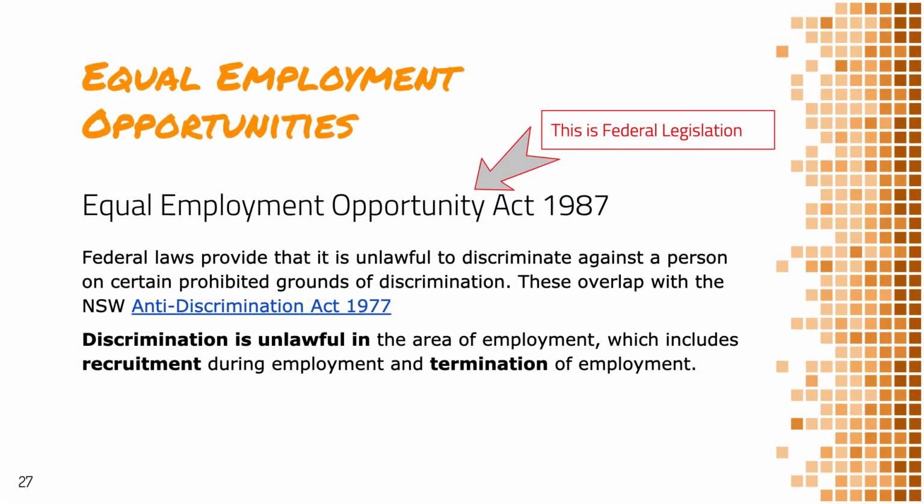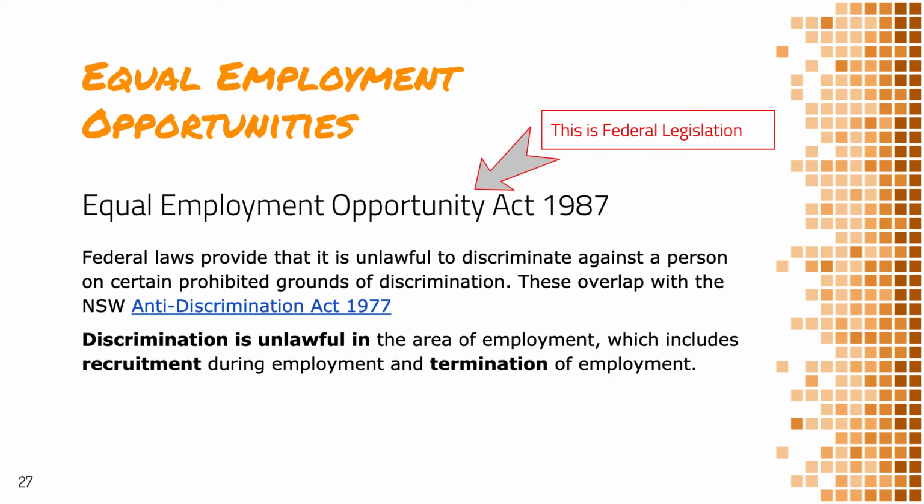So here it is. Equal employment opportunity is a law. It's federal law, so it's Australian law. It's not New South Wales law, it's Australian law. It covers all of the states. It was written back in 1987, is the most recent version. And in this law, it says that it is unlawful, so it's against the law, for you to discriminate against people, right, based on a certain number of reasons. And these reasons overlap with another bit of law. This is a New South Wales law called the Anti-Discrimination Act.